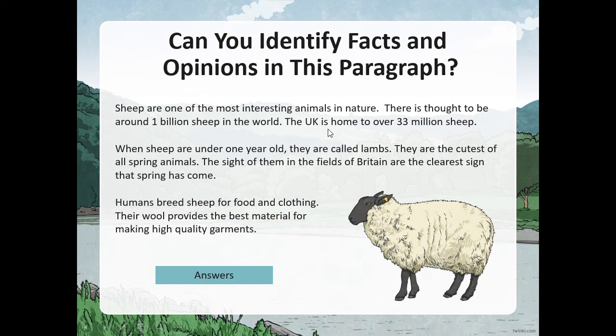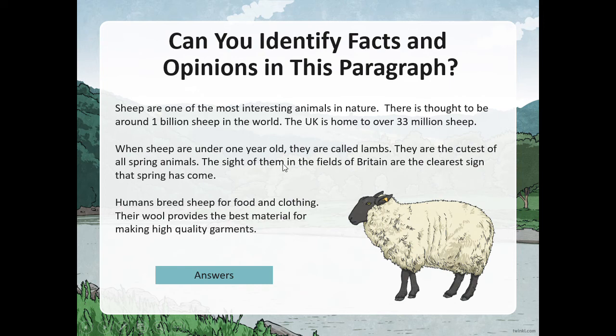So reading this through, we have to decide what's fact and what's opinion here. So sheep are one of the most interesting animals in nature. Well, I would reckon that that is an opinion because it's not necessarily true. Other people might find other animals more interesting. Okay. There's thought to be around 1 billion sheep in the world, and the UK is home to over 33 million sheep. These are facts that are being told to us here. These are things that are true. If we looked it up, we would find the same answer.